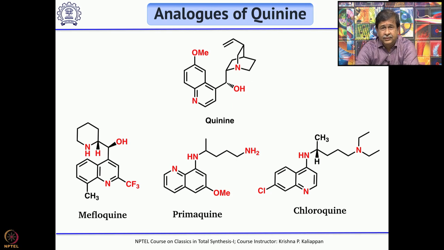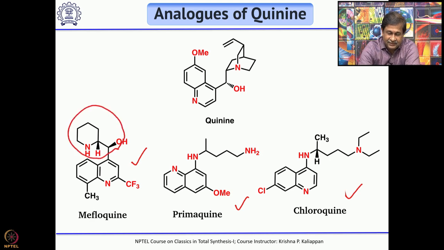Not only is quinine used as an anti-malarial drug, afterwards many drugs came to the market based on the quinine structure. A lot of structure-activity studies led to the synthesis of mefloquine, primaquine, and chloroquine. In all these drugs, you can see the quinoline part is the same. Only this region is different.